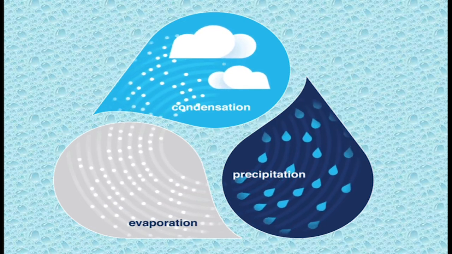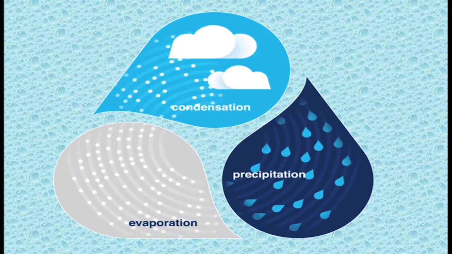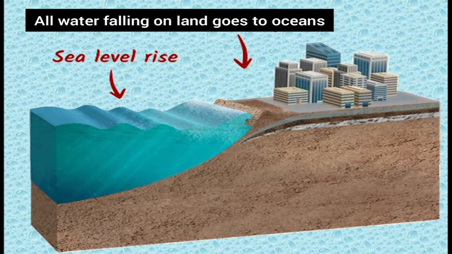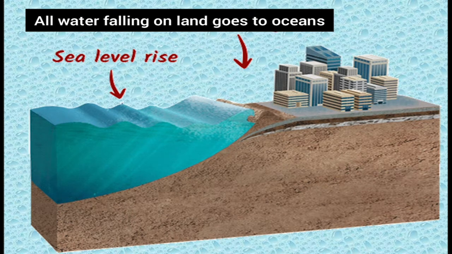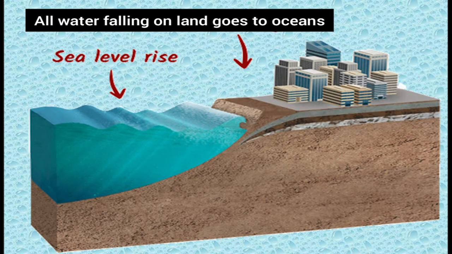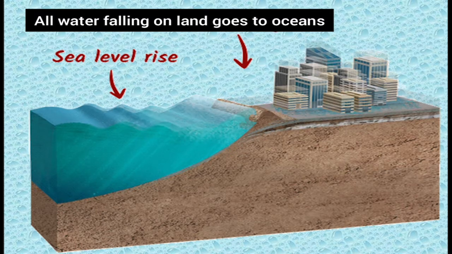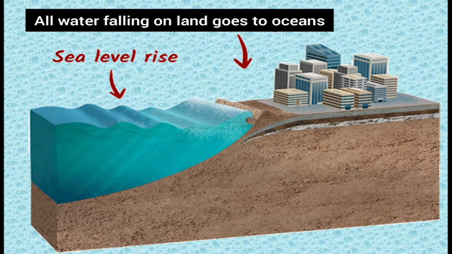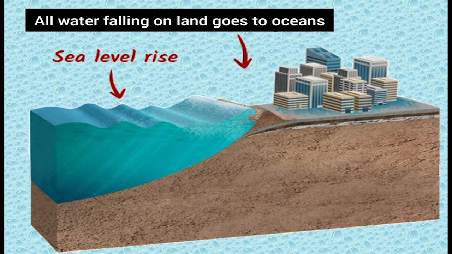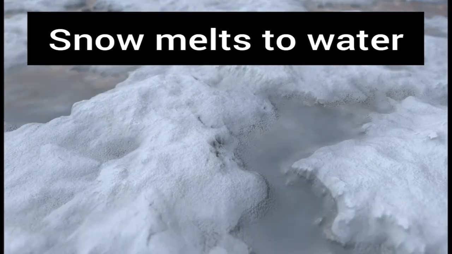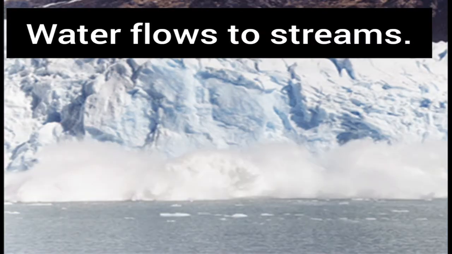What happens to the water that rain and snow brings to different regions of the earth? Almost all land surfaces are above the level of oceans. Most of the water that falls on the land as rain and snow sooner or later goes back to the oceans. This happens in many ways. Snow in the mountains melts into water. This water flows down the mountains in the form of streams and rivers.